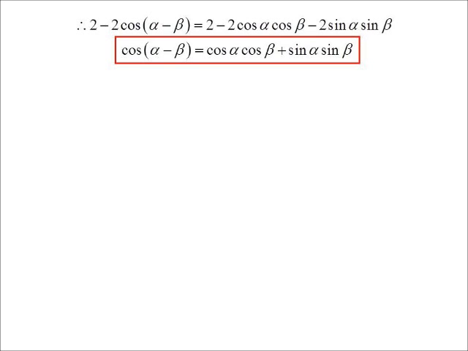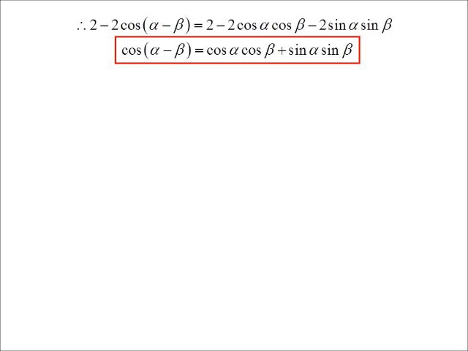So it's not like algebra where I can just expand the parentheses out. And I think that's probably the most common mistake when people first see something like this. They think, well, cos of alpha minus beta, surely we can just expand out and go cos alpha minus cos beta. Well, no, you can't. We need to use this formula.